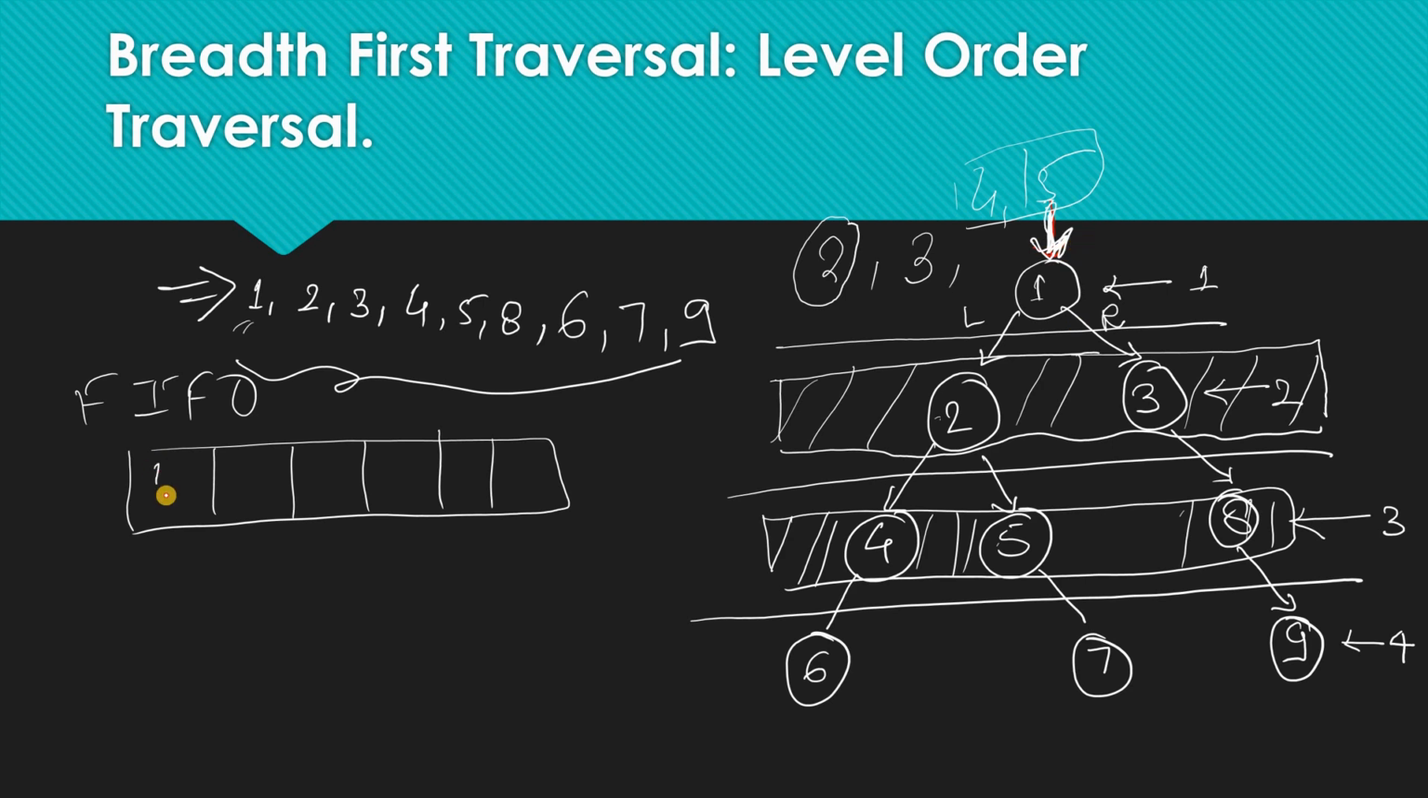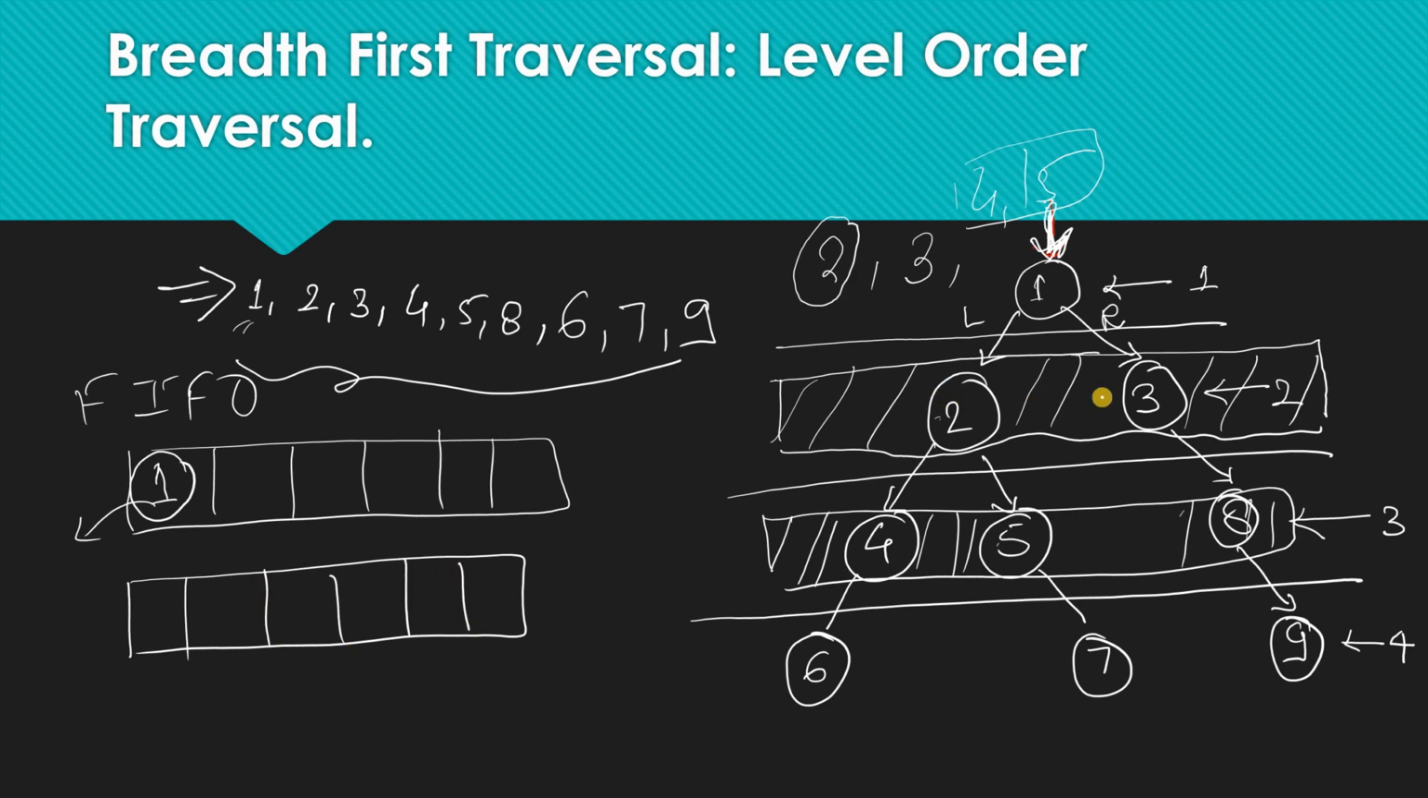So we stored 1 here in this, right? Now what we'll do, we'll take out 1 from here and we'll put its children inside the queue. So first we'll take out 1 from here, so our queue will be empty, and then we'll put 2 and 3. So first we'll put 2 and then we'll put 3, left and right children into this.